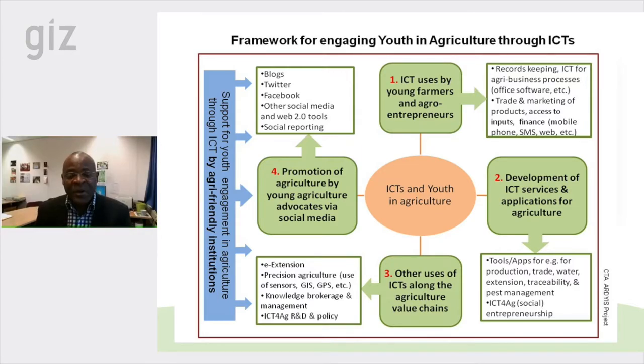So we've tried to think about what could be the different areas and the different uses that we can have of ICT if we are a young farmer or a youth working in the agricultural sector. And we have come up with four different areas. So the first area where we can support youth is, of course, addressing young farmers and young agro-entrepreneurs. At that level, more than in the past, we can consistently use ICT to support their businesses.